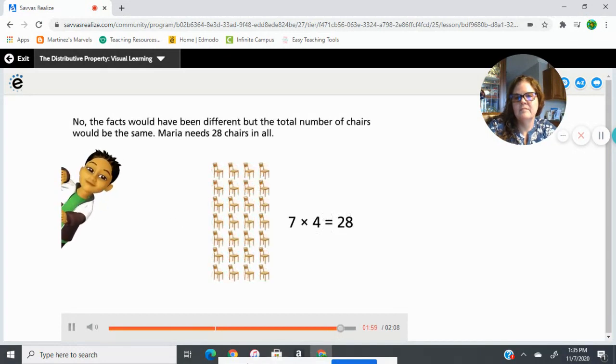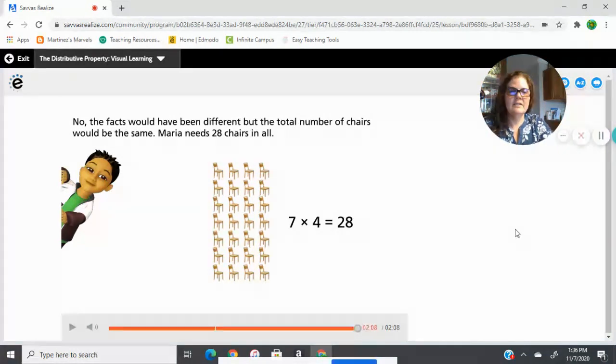No, the facts would have been different, but the total number of chairs would be the same. Maria needs 28 chairs in all. So whether we broke it up into a 6 and a 1, a 5 and a 2, a 4 and a 3, there's still going to be 28 chairs.